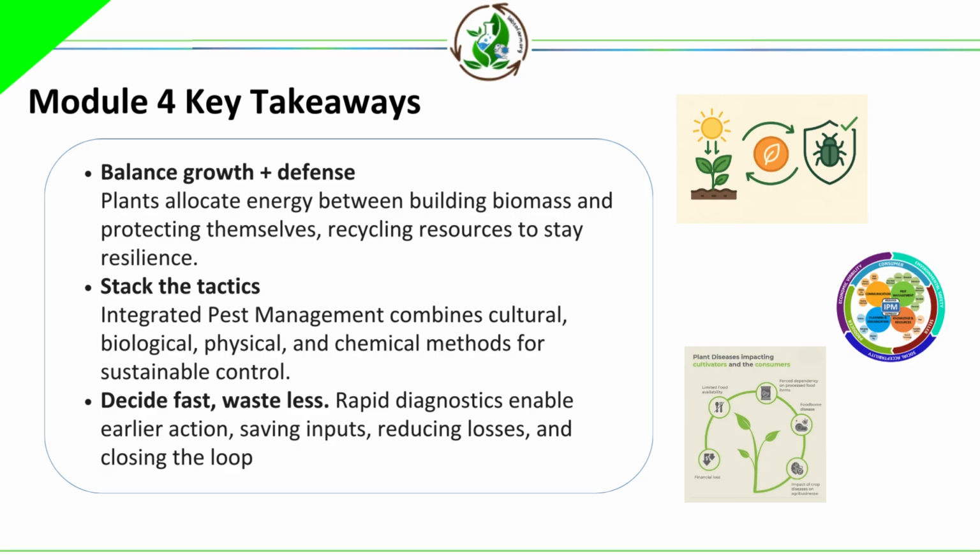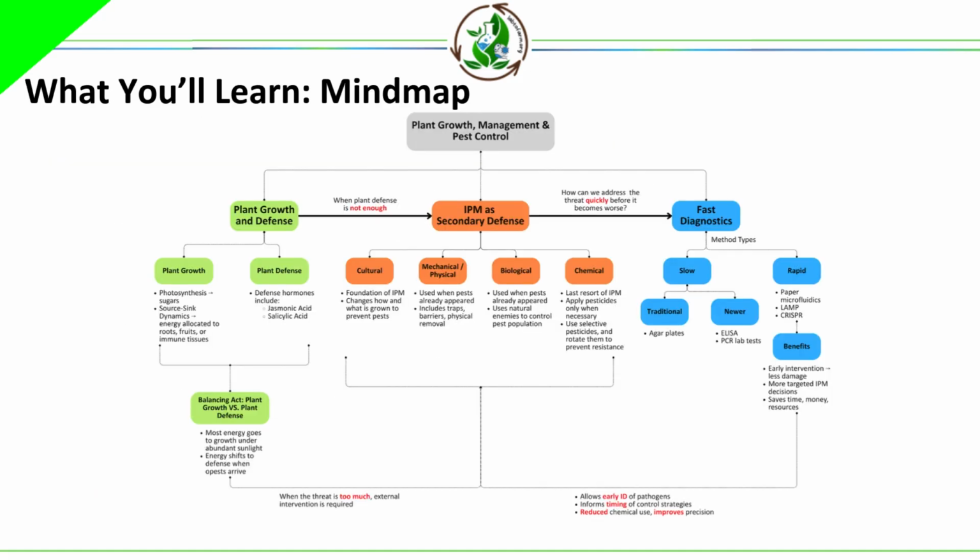Together, these three pieces, plant energy allocation, the IPM framework, and better diagnostics, add up to a more resilient and sustainable approach to agriculture. This mind map is our big picture roadmap for the module. It shows how plant growth, plant defense, IPM strategies, and fast diagnostics all fit together in one system, from what's happening inside a single plant to the choices farmers make in the field.